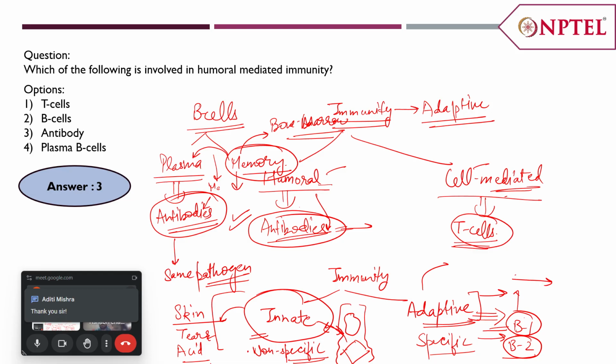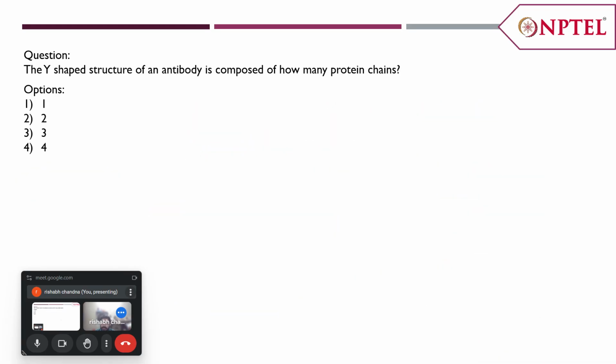Okay, any more doubts in this question? If not, then we'll move on to the next question. The Y-shaped structure of an antibody is composed of how many protein chains? What can be the answer? Okay, any more answers?